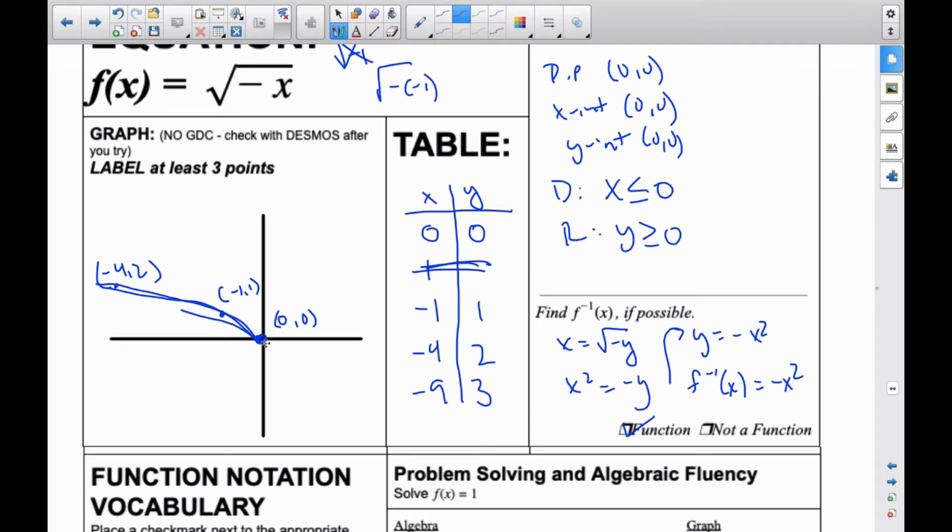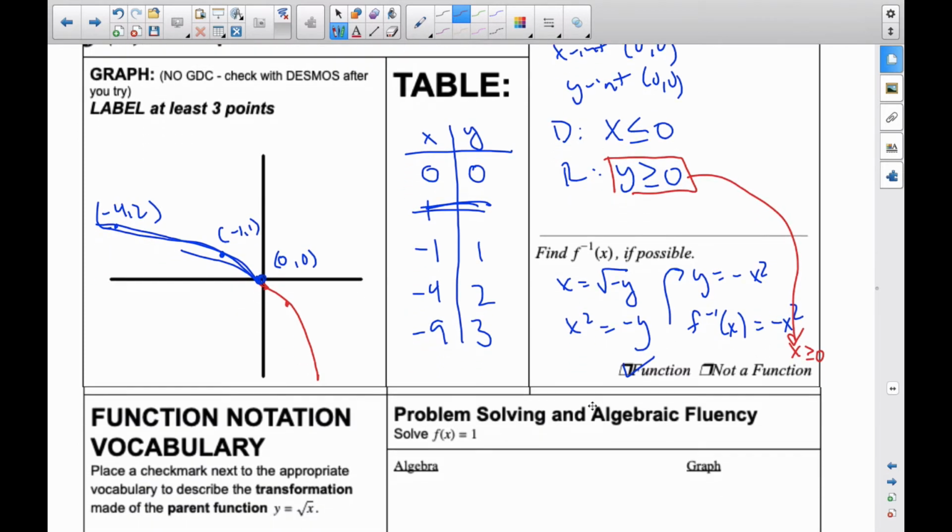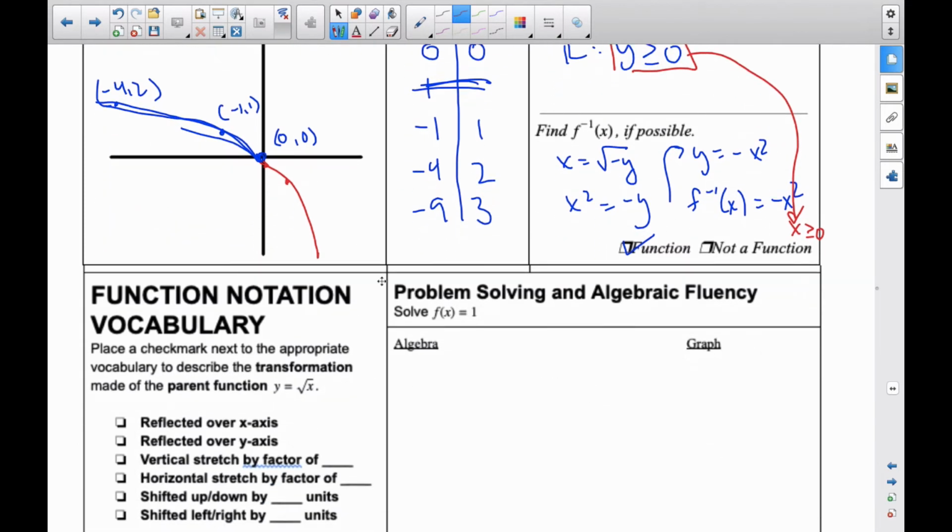I switch these values, so it's going to be negative 1, 1, or 1, negative 1. And so I'm going to get this graph here, and so I know it's only for x values that are positive or equal to 0. It is the same as the range. They switch places. Doing some function notation.